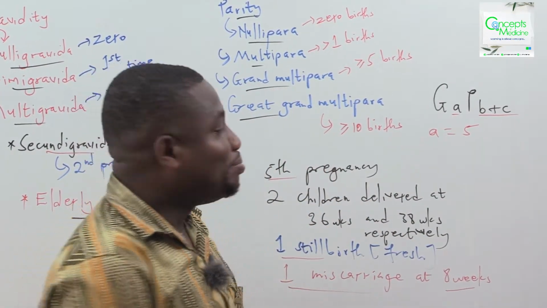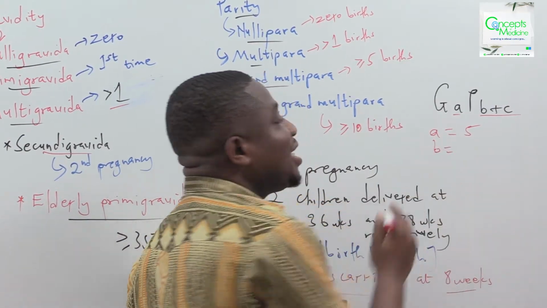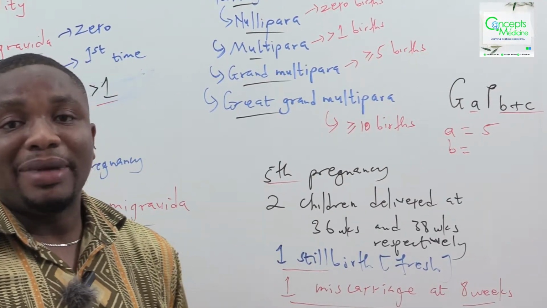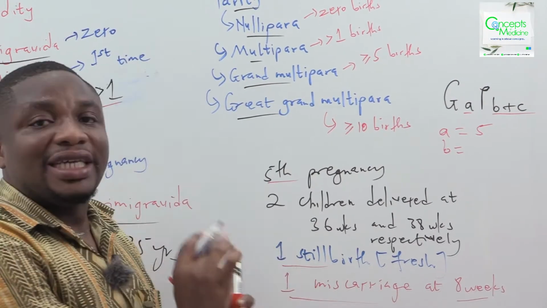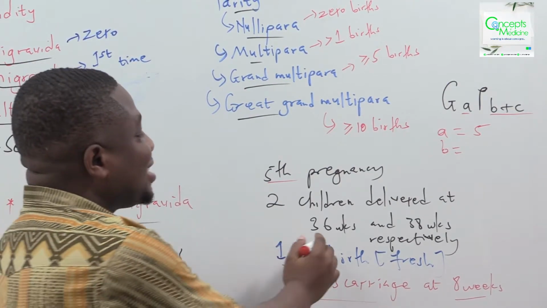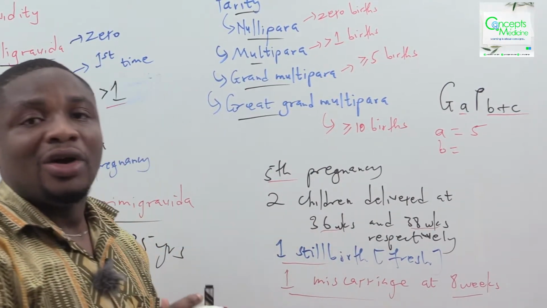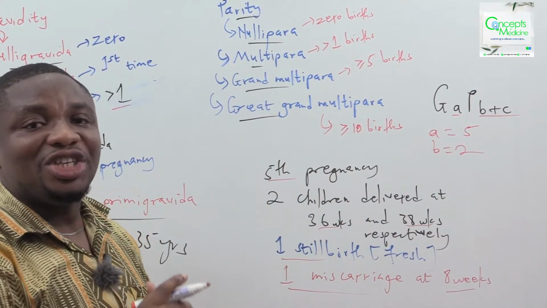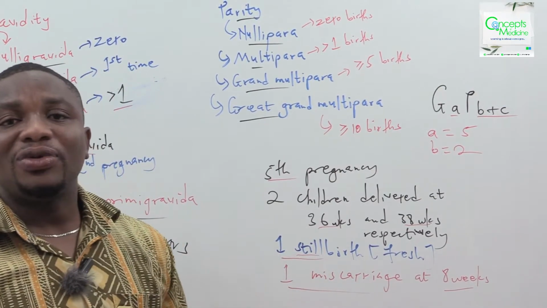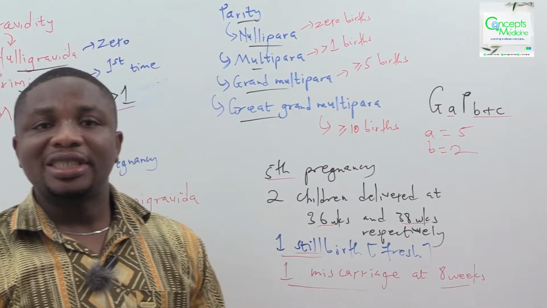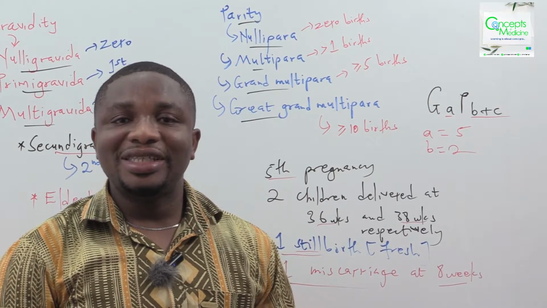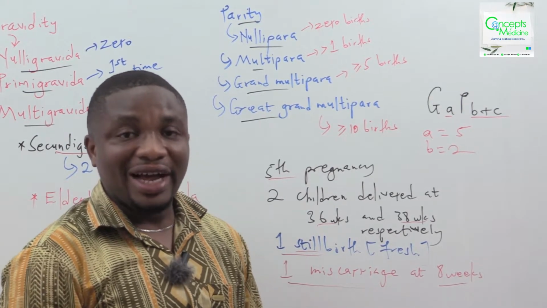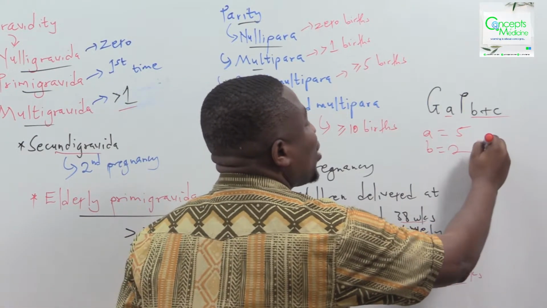Then we move to which one? B. B, we said number of deliveries beyond the viability age. And the viability age, I said in my jurisdiction, is 28 weeks. In this case, we are having 2 children delivered at 36 weeks and 38 weeks respectively, which are more than the viability age. So we are going to have 2. Then again, there is a history of 1 stillbirth. And bear in mind that for stillbirth, whether fresh or macerated, it has gone beyond the viability age. And once it has gone beyond the viability age, it will be included in the value of B. So we are going to have plus 1.